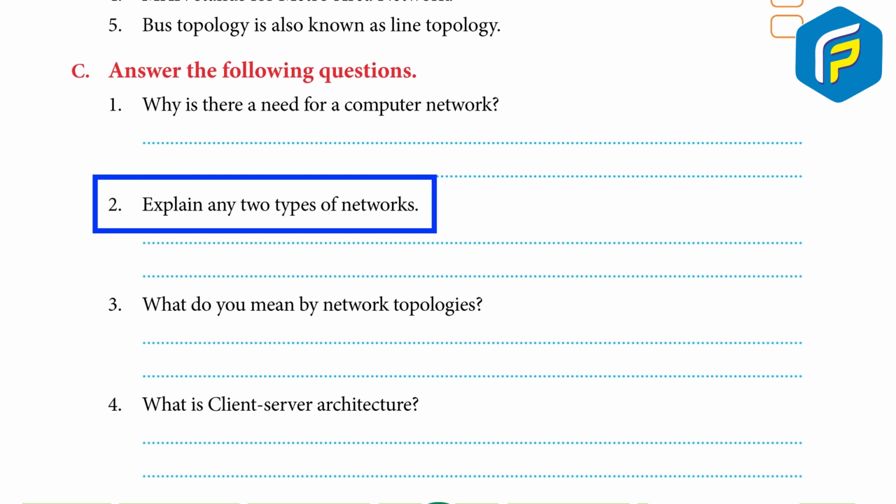2. Explain any two types of networks. Answer: local area network. The local area network is confined to a limited area, such as a room, an office building, etc. As the area covered by LAN is limited, the data transmission speed in LAN is very fast.